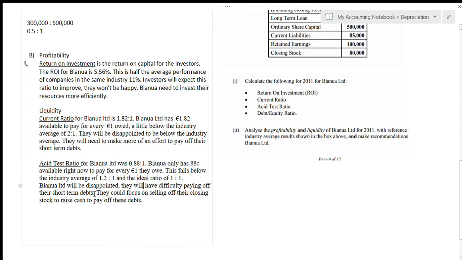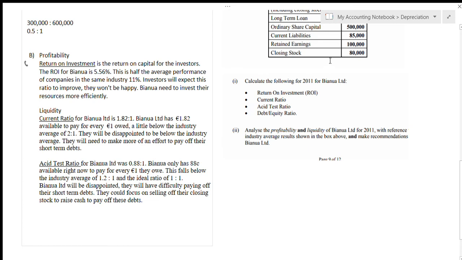So they'll have difficulty paying off their short-term debts, and they could focus on selling off their closing stock to raise cash to pay off these debts. So if you think about it, let's say SuperValu had a ratio of 0.88 to 1 for their asset test ratio. That means for every €1 SuperValu owed, they had 88 cents available. How could they improve it? Well, closing stock doesn't come into this ratio.